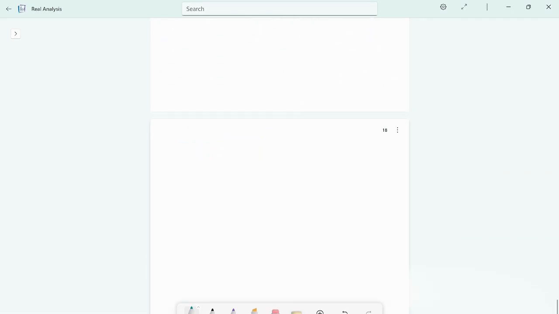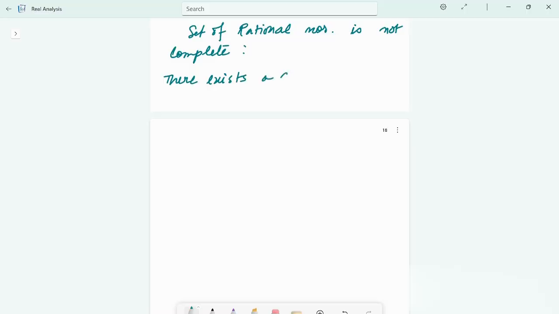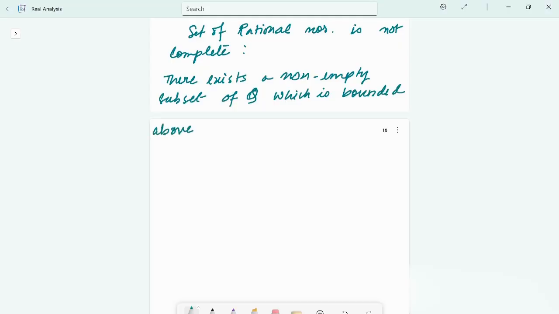Now coming to our next theorem. What was our next theorem? The set of rational numbers is not complete. This is our theorem. Now coming to the statement: there exists a non-empty subset of Q which is bounded above, but has no supremum in the rational set.